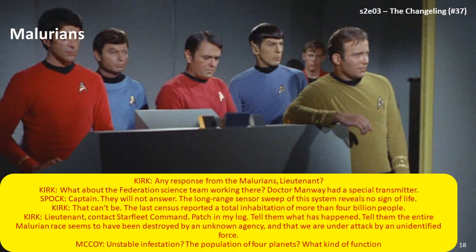The Malurians, which are mentioned in this episode, are an alien race which lives in a system or systems consisting of 4 planets. The population was 4 billion people. All were eliminated by Nomad. The Federation had a science team working with them. Presumably the Federation team was also eliminated.